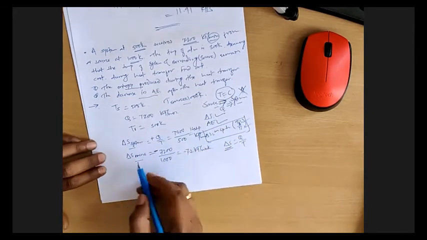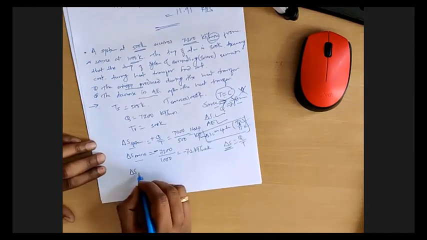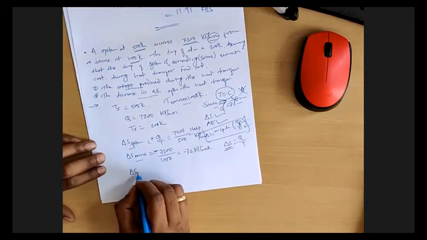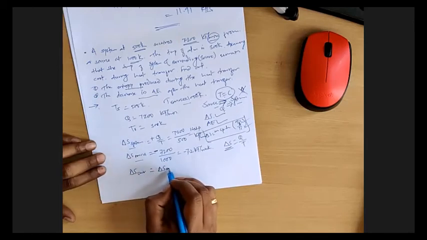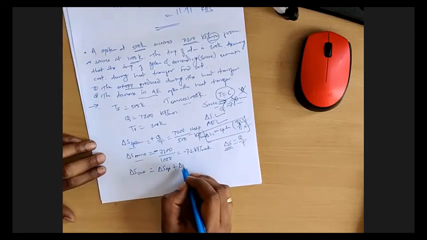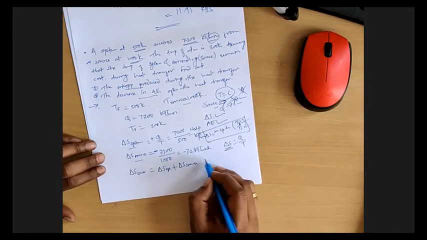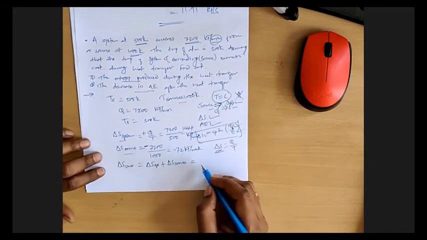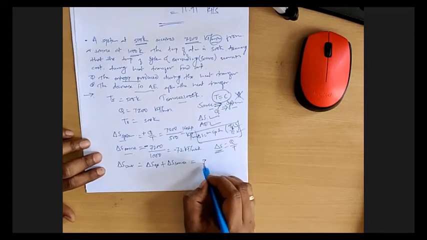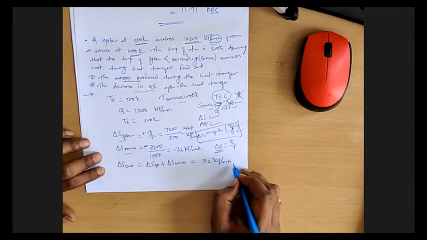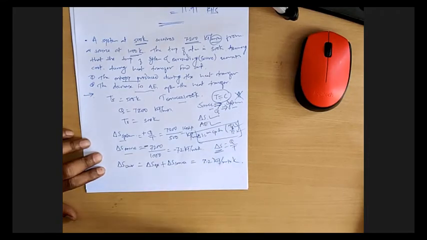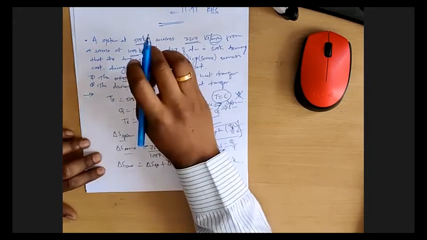And to calculate total entropy change, that is entropy change for universe, we need to add delta S system with delta S source. So addition of those two will be 7.2 kilojoules per minute Kelvin. Okay, that is the total entropy change for system plus surrounding.